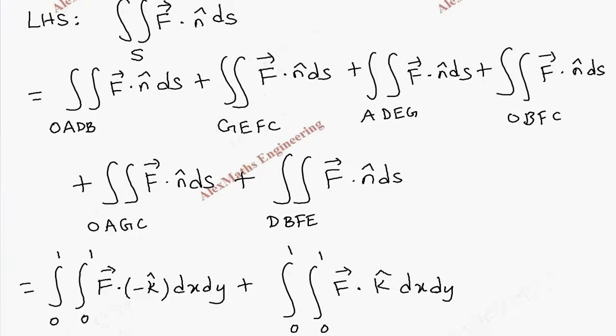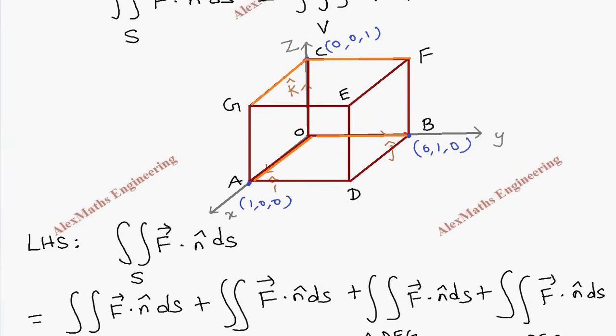Now coming to this front surface. This front surface is here. You can see the front surface, and this k cap will be something like this.